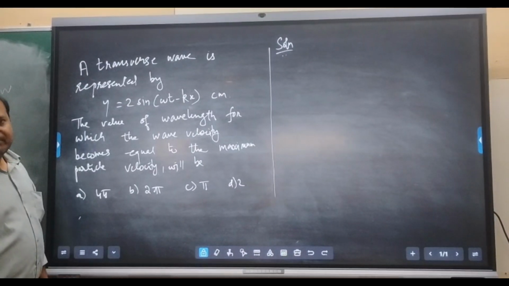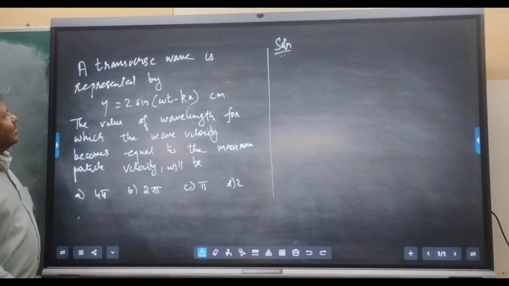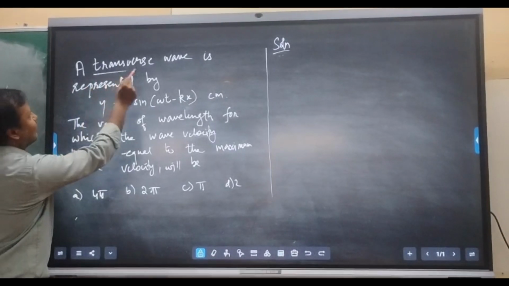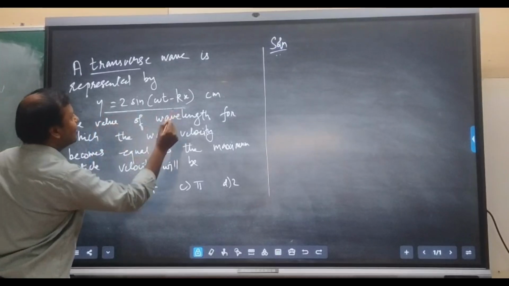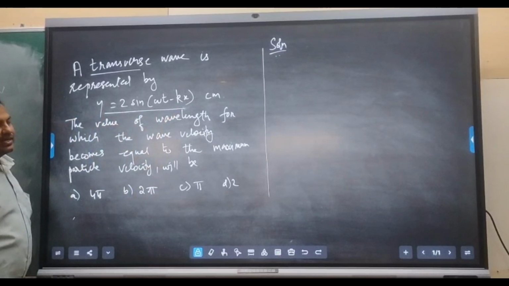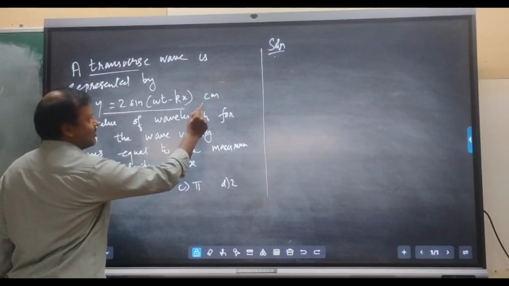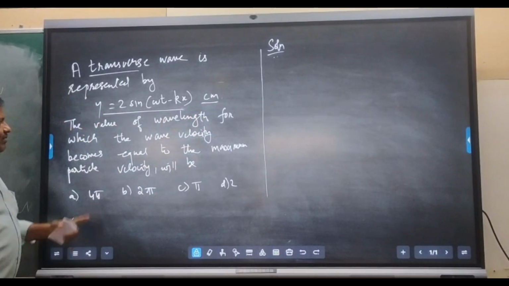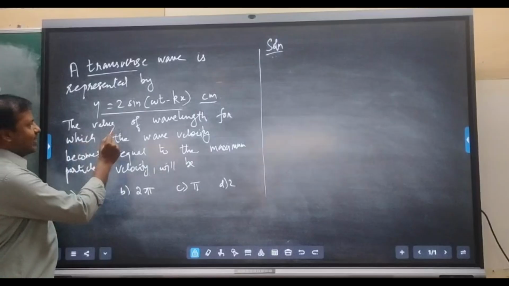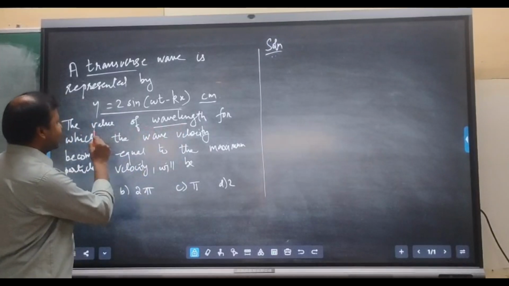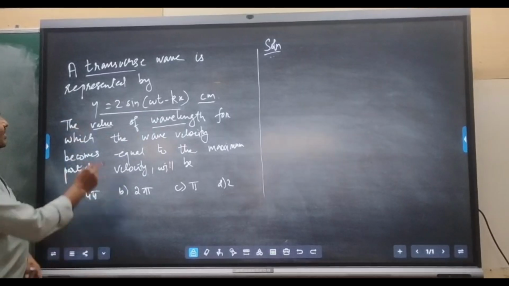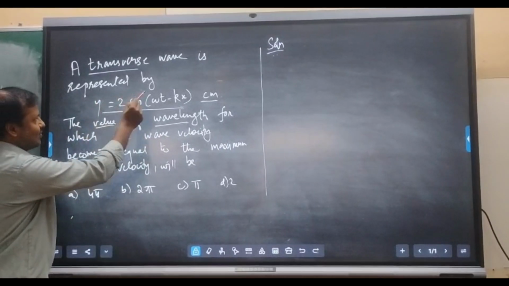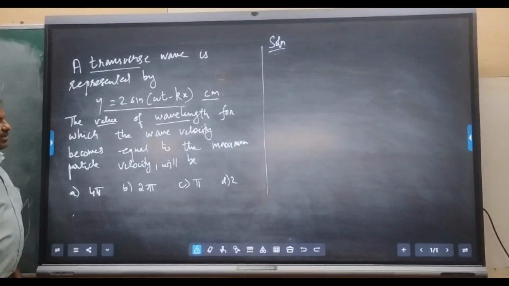This problem is basically based on wave motion. We are given a transverse wave. The wave representation is y equals 2 sine (omega t minus kx), expressed in centimeters. So we have to find the value of the wavelength for this wave equation.